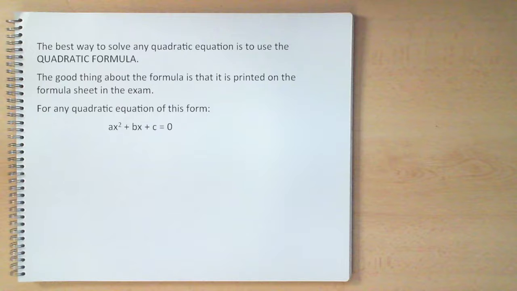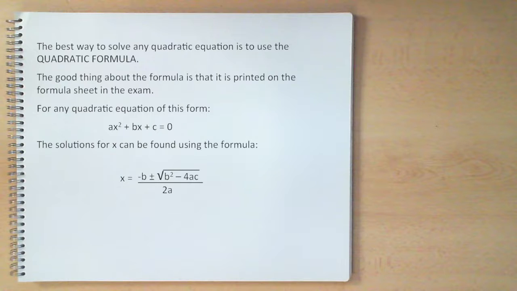So, for any quadratic equation of the form ax squared plus bx plus c equals 0, we can use this formula, and don't be scared by this formula, it's very straightforward to use. We can use this formula to find the values of x that solve the quadratic equation. All we have to do is make sure we know what a, b, c are, and we can solve the equation. Let's see how to use the quadratic formula.